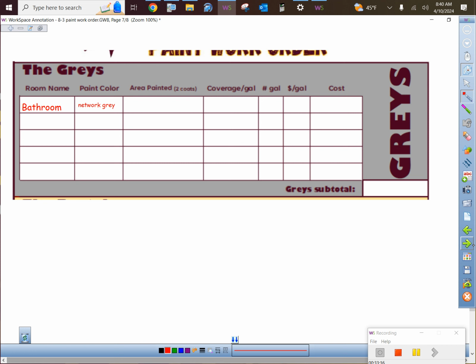And how much did we have for the bathroom just by itself? 683 square feet. But here's the weird part that I didn't think about when I typed up this work order. I don't need to finish anything else because I'm going to keep using this color of paint for other rooms. So I'm going to stop with that right there and put my next room down, which is the kitchen. Oh, sorry, the kitchen. Because I also want to do the kitchen network gray.